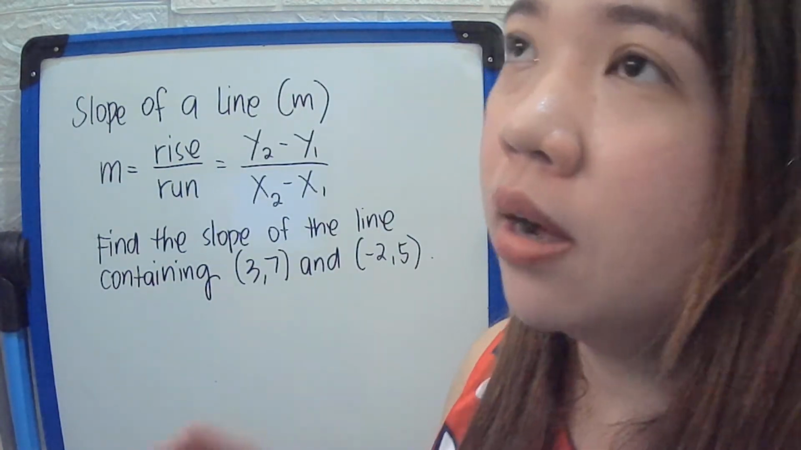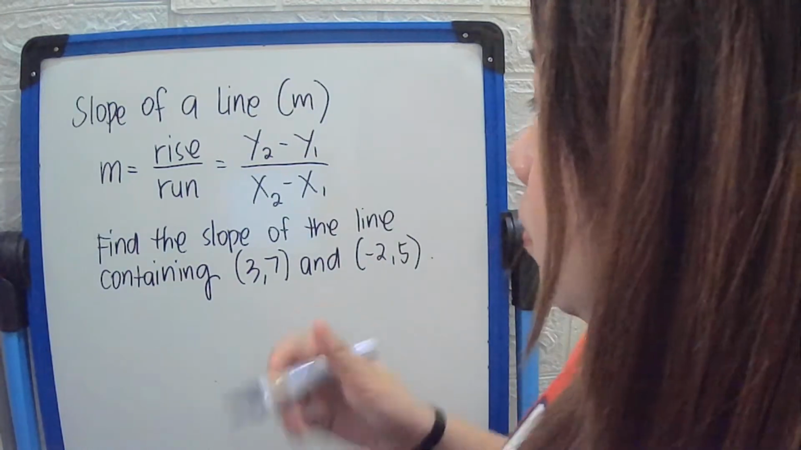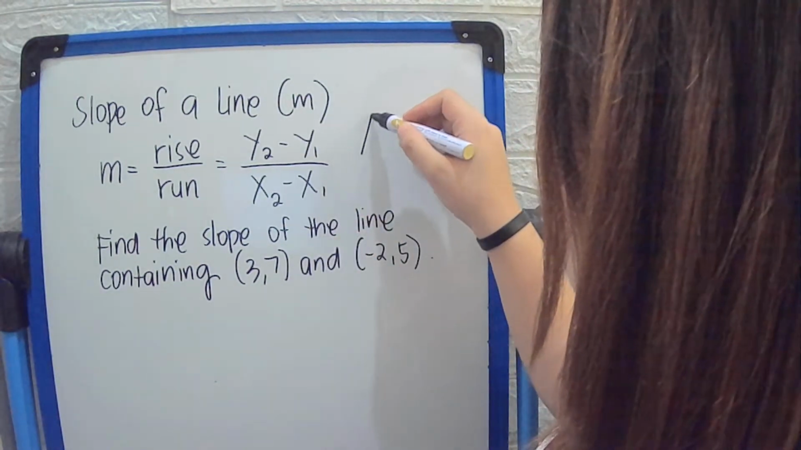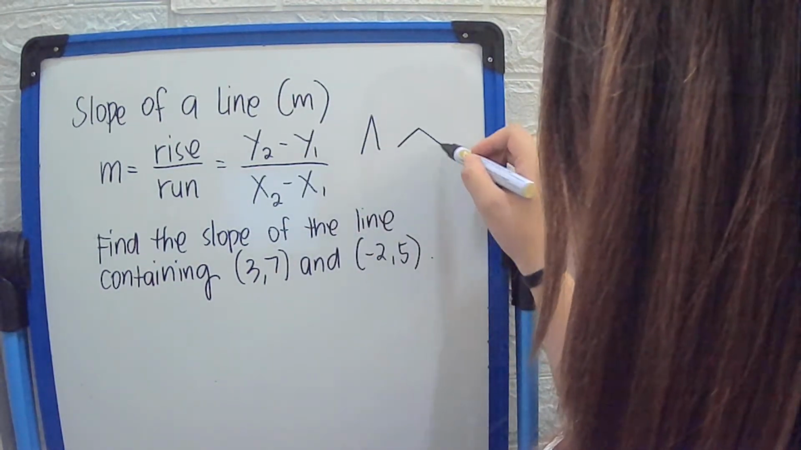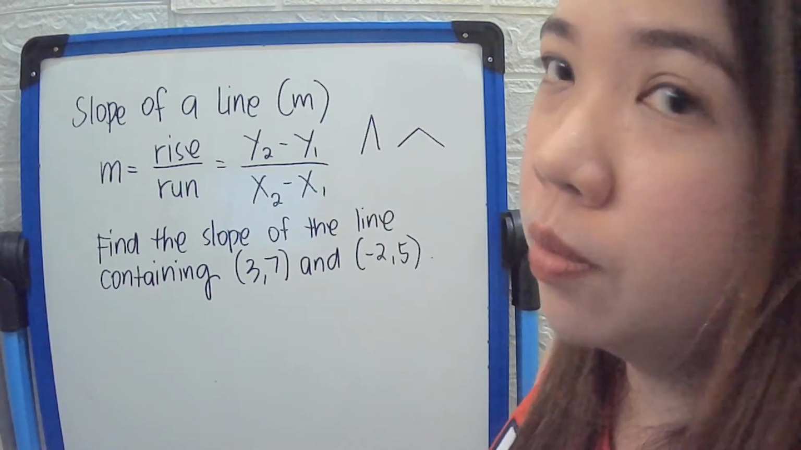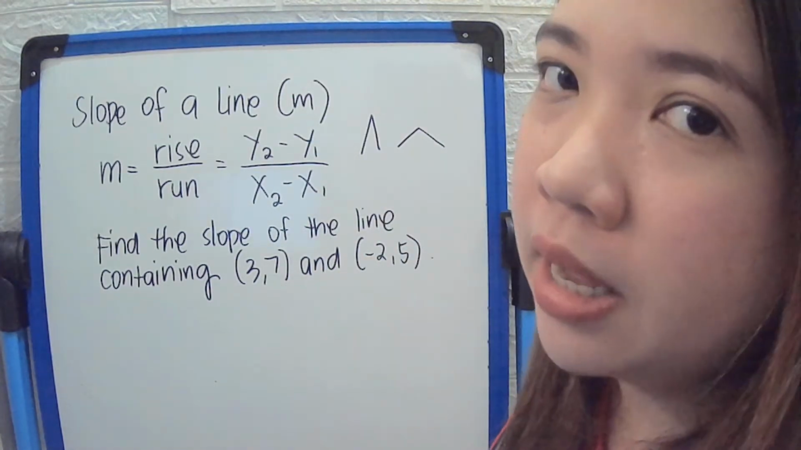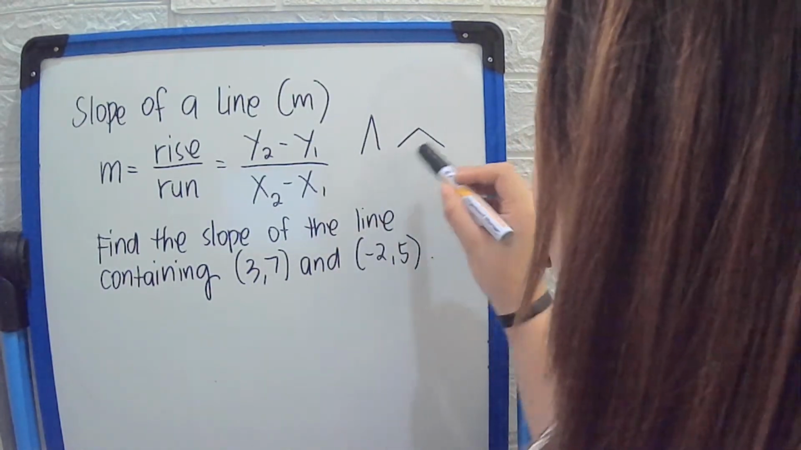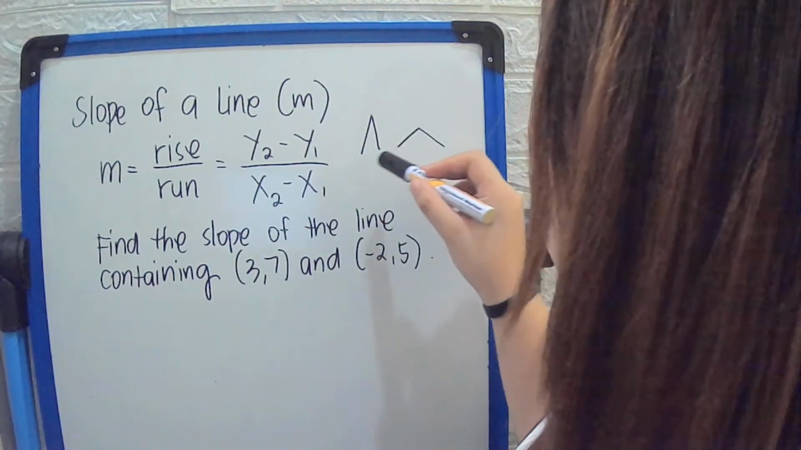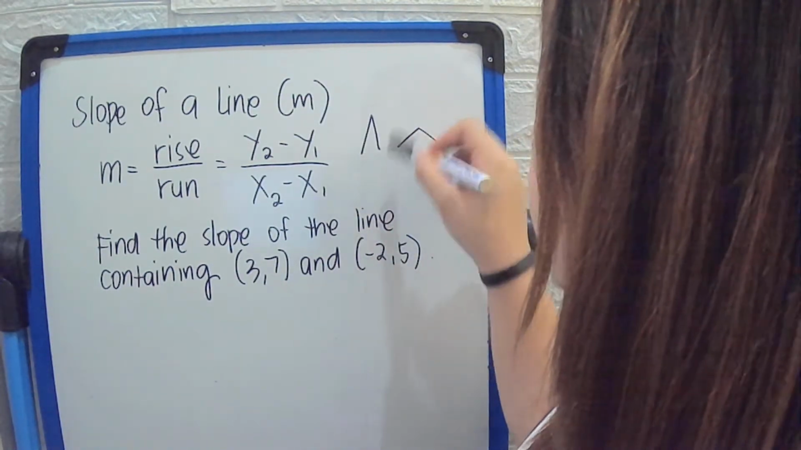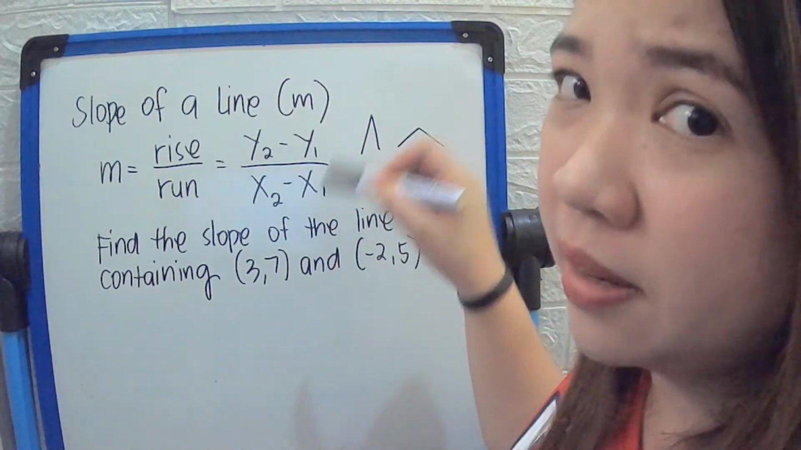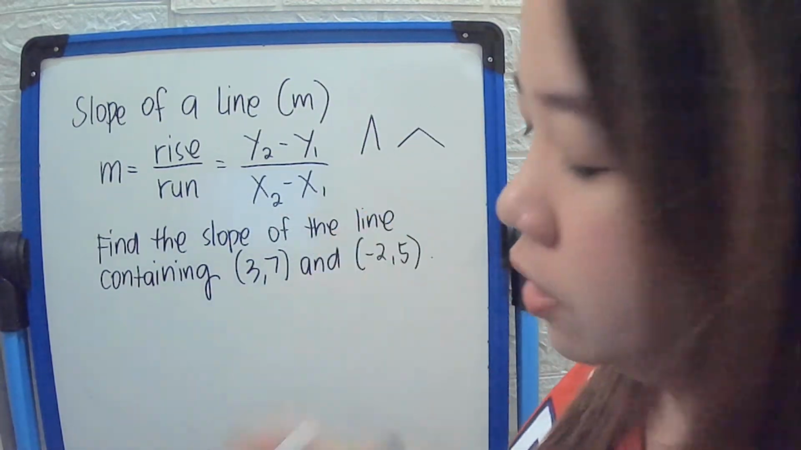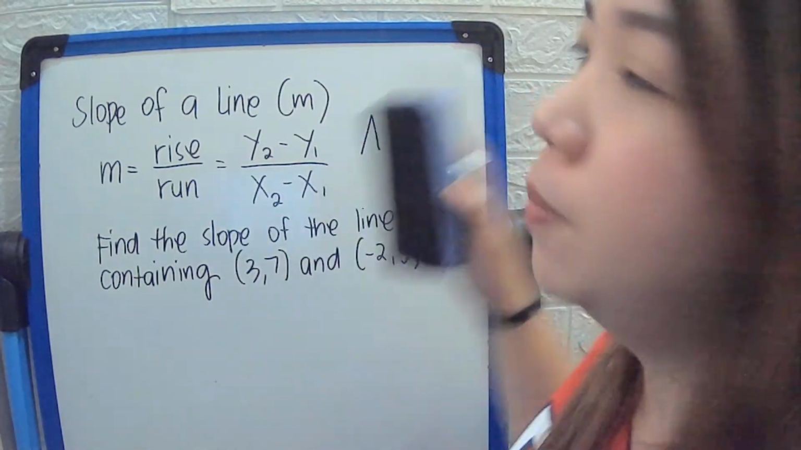So halimbawa, aakyat ka sa bundok na ganito ang katarik at ganito katarik. So, if you are asked kung anong bundok ang mas madaling akyatin, syempre ito. Kasi hindi siya ganun katarik. Whereas in the mountain that looks like this, mas mahirap siyang akyatin. Kasi matarik masyado. So, yun po yung application ng slope sa real life.